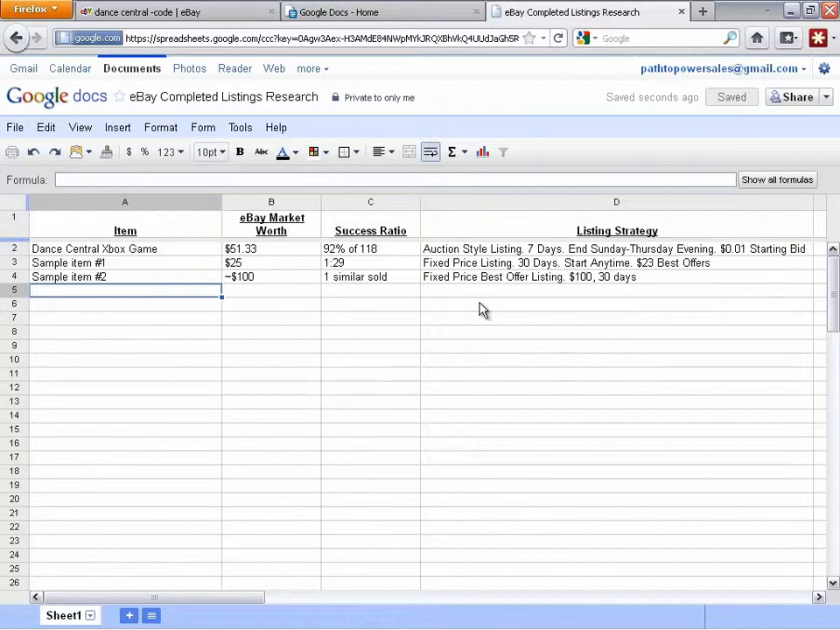In summary, the majority of the products you sell are going to fall within 2 listing strategies. High demand products with good success ratios and lots of sold items should usually be listed as a low starting price, 7-day auction, ending during a high traffic time for its target market. On the other hand, products that have a low to average demand or products that did not provide enough completed listing research should be listed as 30-day fixed price best offer listings. Once you have determined a listing strategy for your products, proceed to the next step.